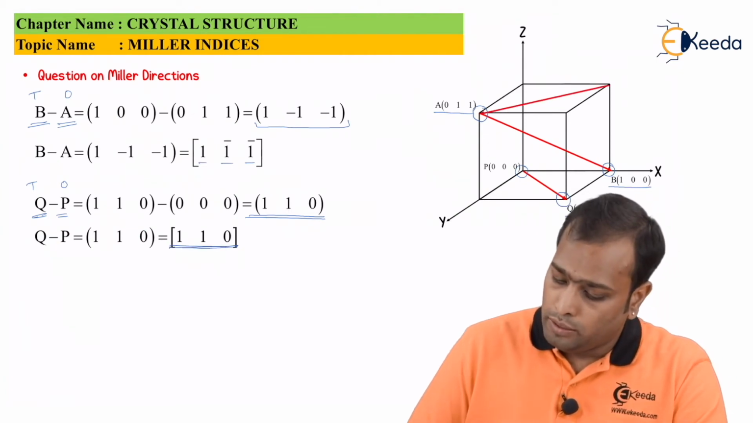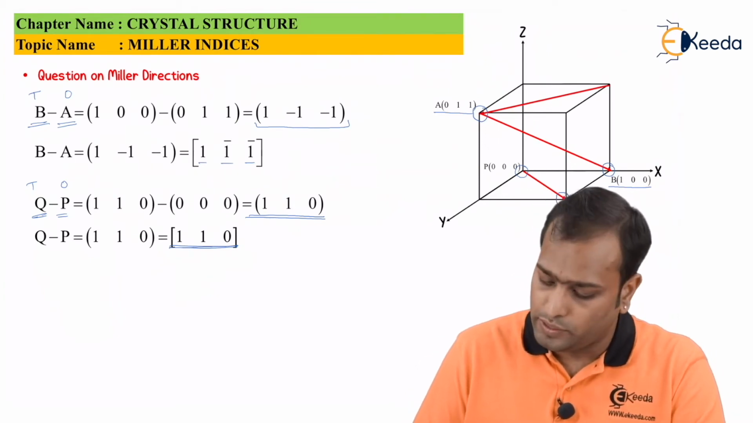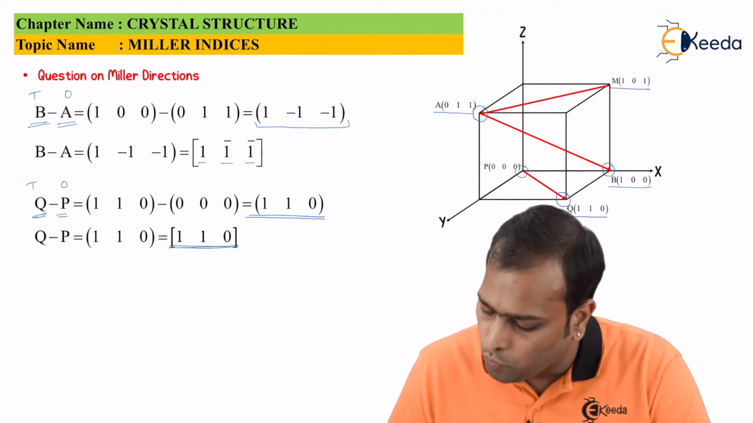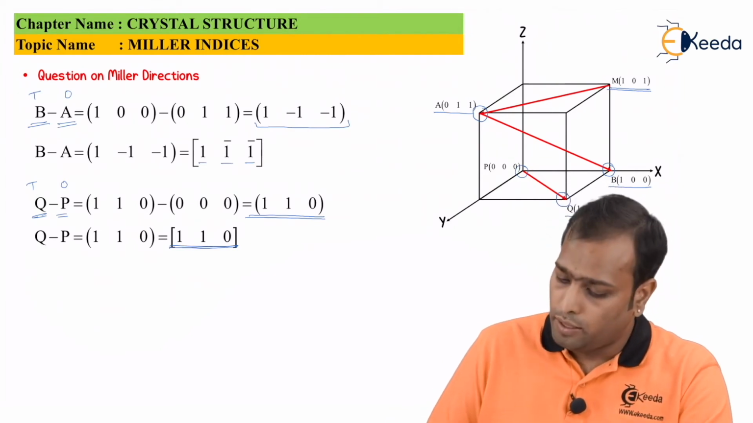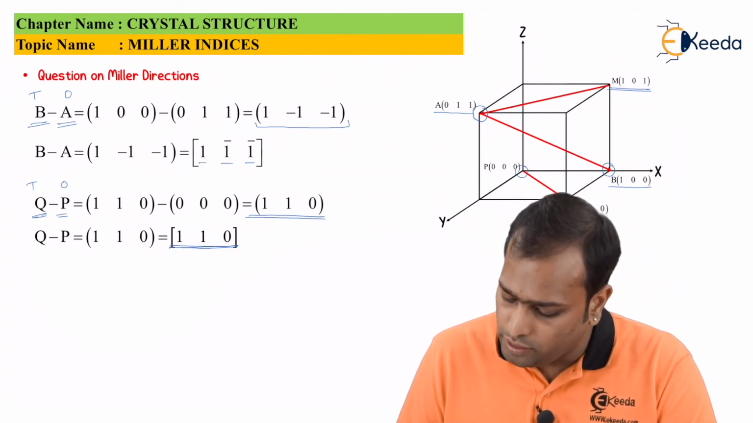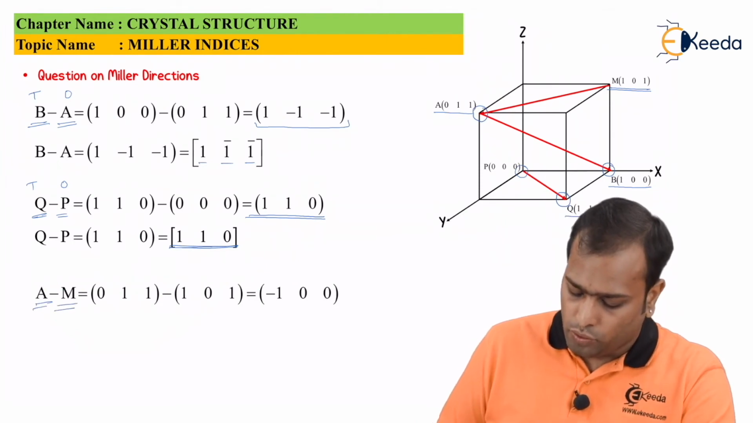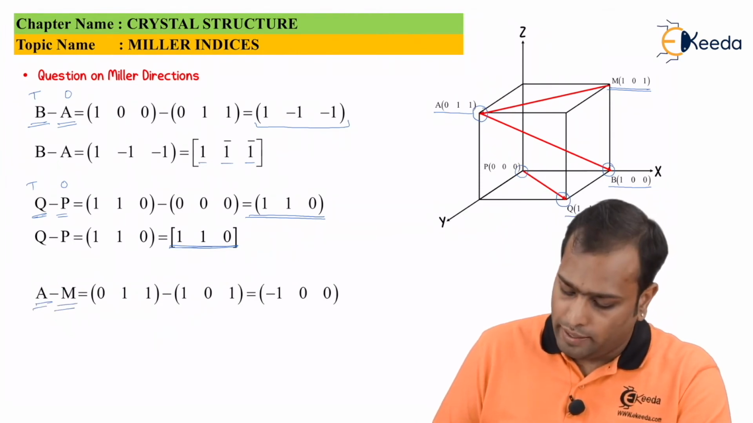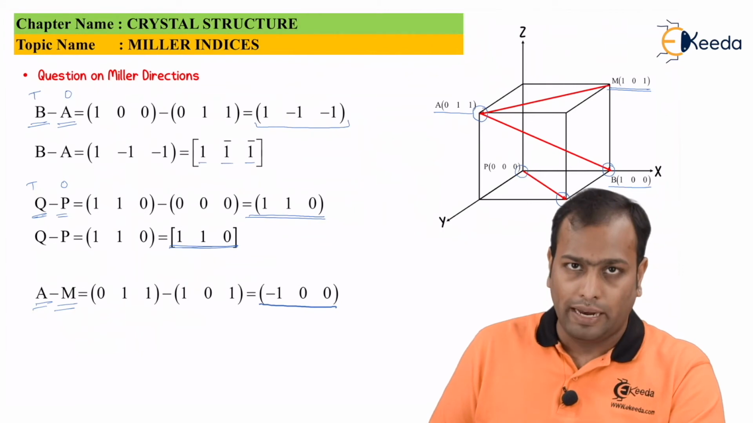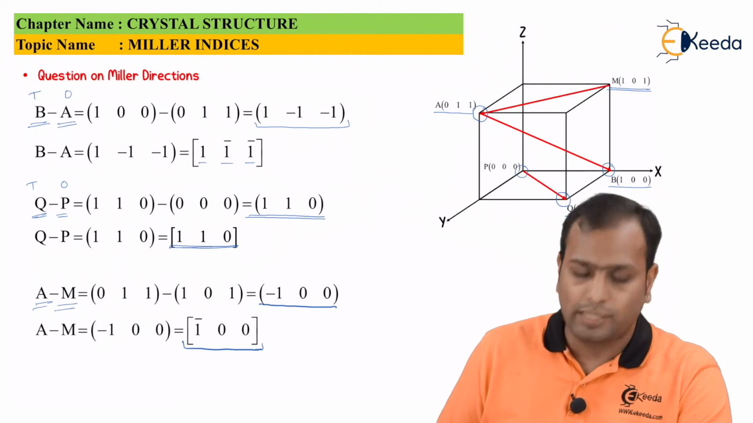Now, take the next example. Here we have the termination point A, 0, 1, 1, but the origin point here is M, 1, 0, 1. So again, doing the same thing. Here, M is the origin and A is the termination. So it is A minus M. Subtracting M from A, we'll get minus 1, 0, 0. Again, this is rationalized. So the Miller direction would be 1, 0, 0. Of course, 1 would have a bar because it's a negative sign.